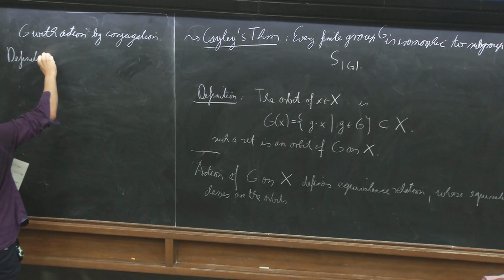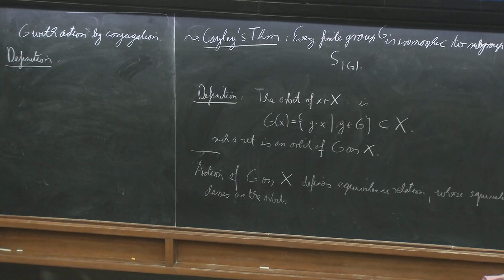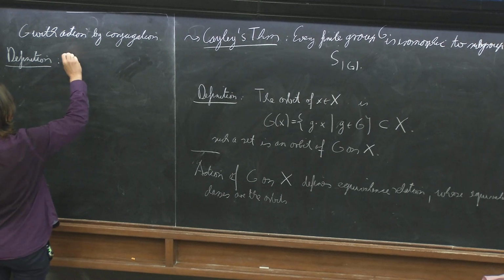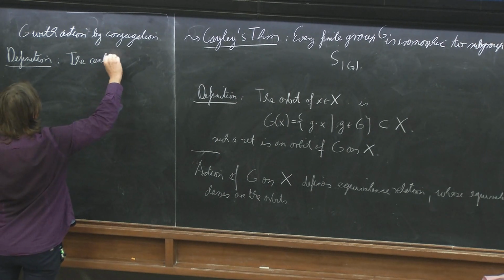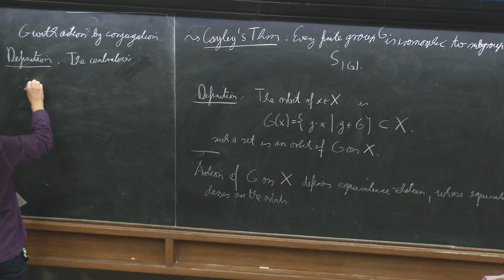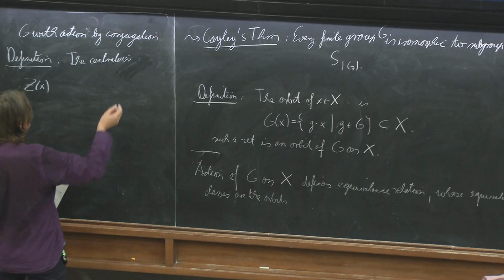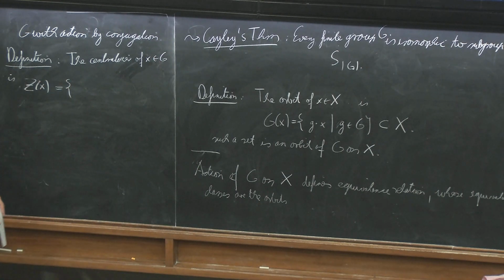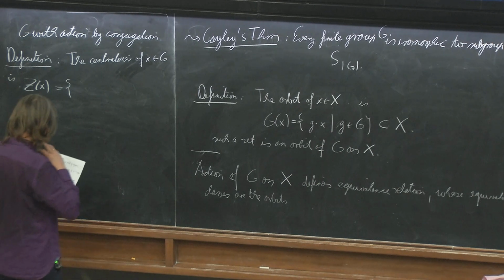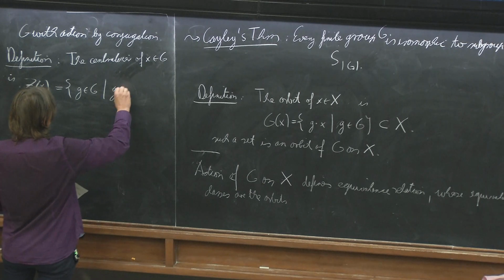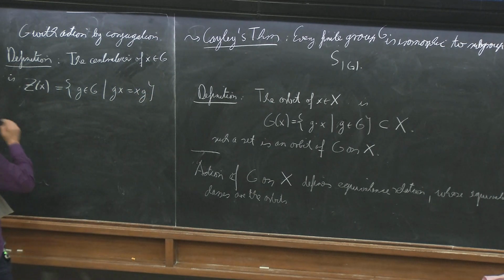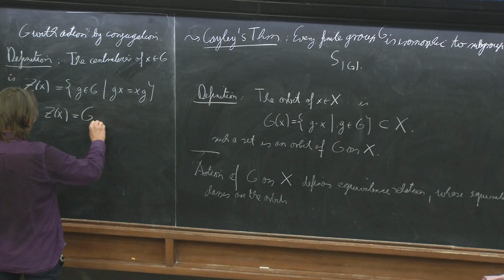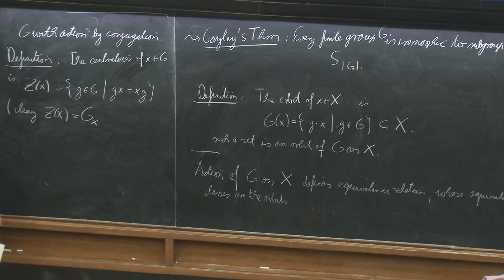So you can look, for instance, at the stabilizer of an element under conjugation. So definition: the centralizer, say C_x, of x in G is just the set of all elements in the group which commute with our x. So this is all g in G such that gx is equal to xg. And note this is also clearly the stabilizer of x under the conjugation action.